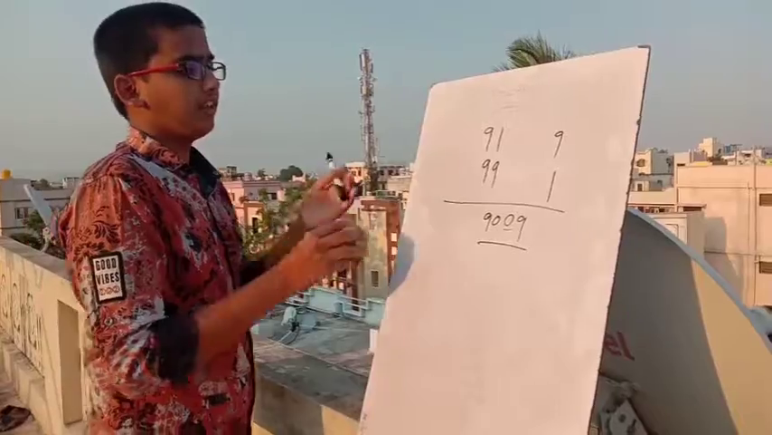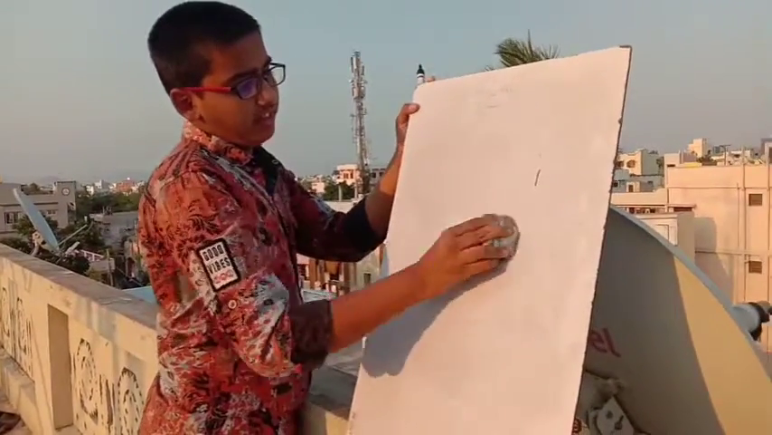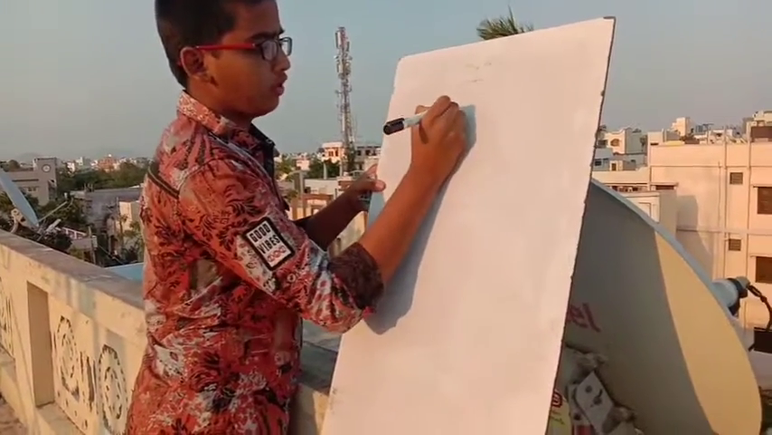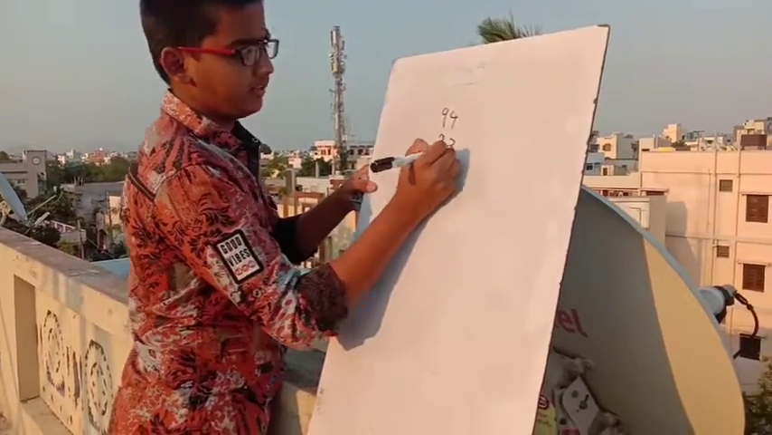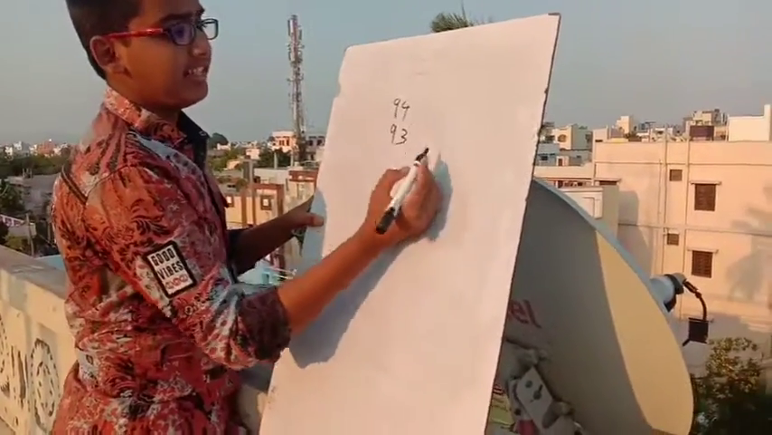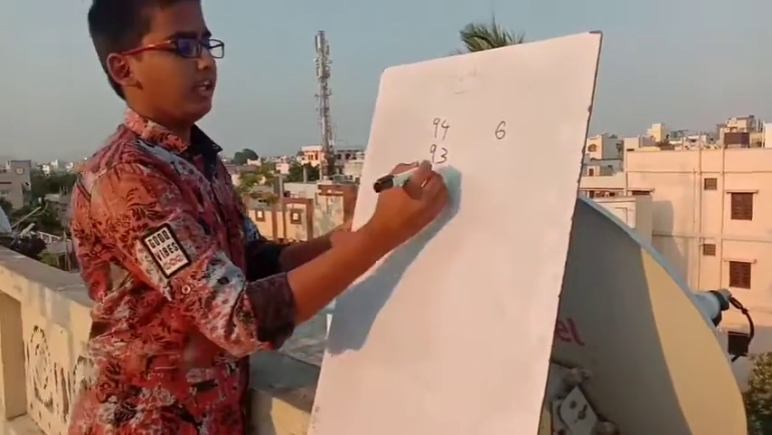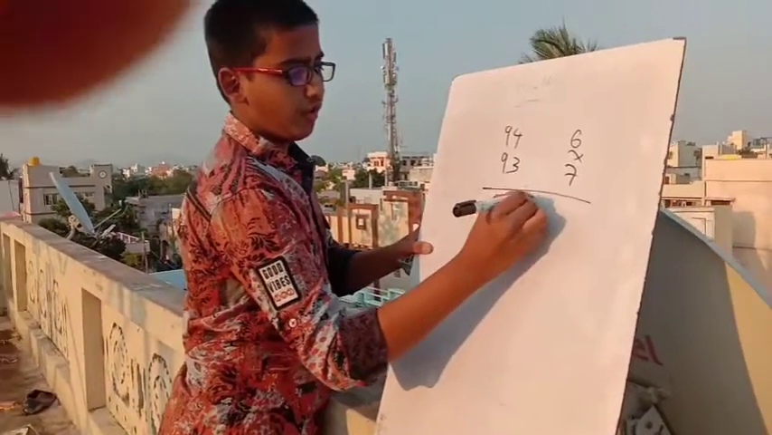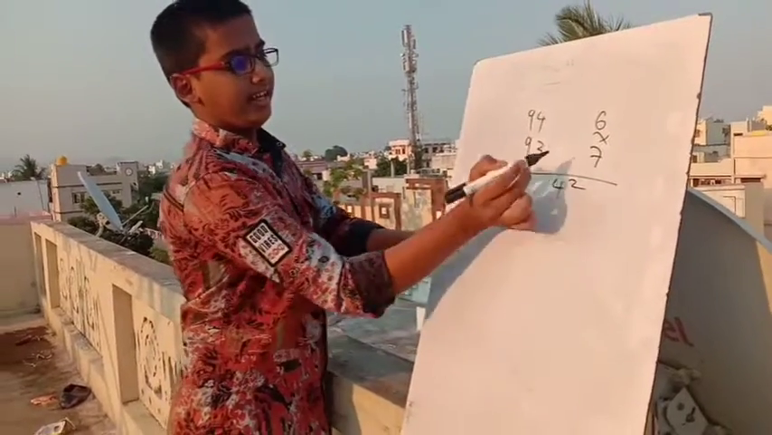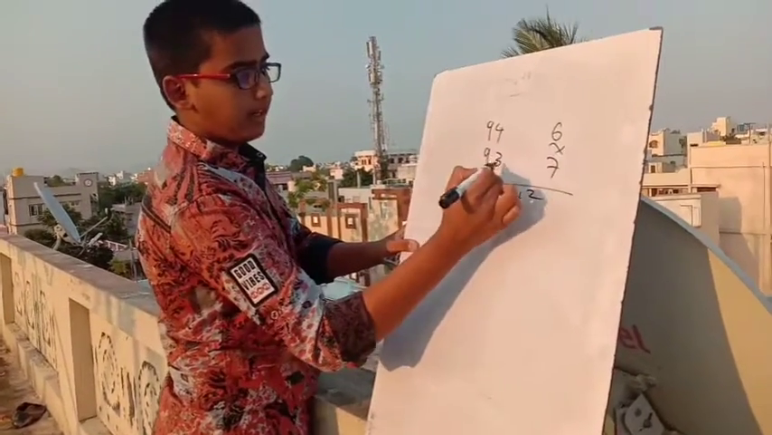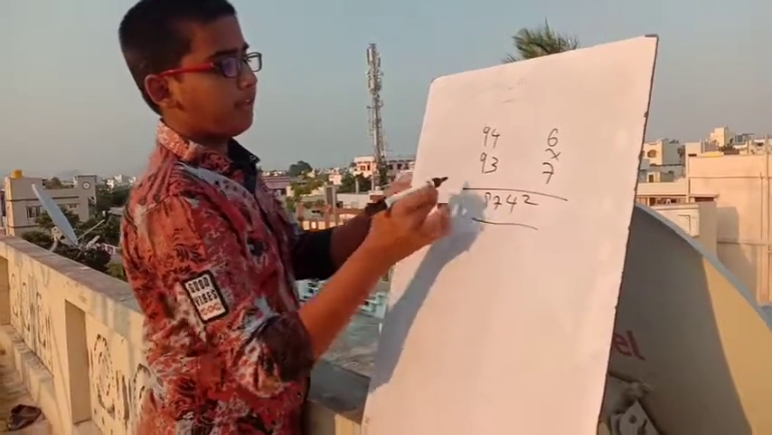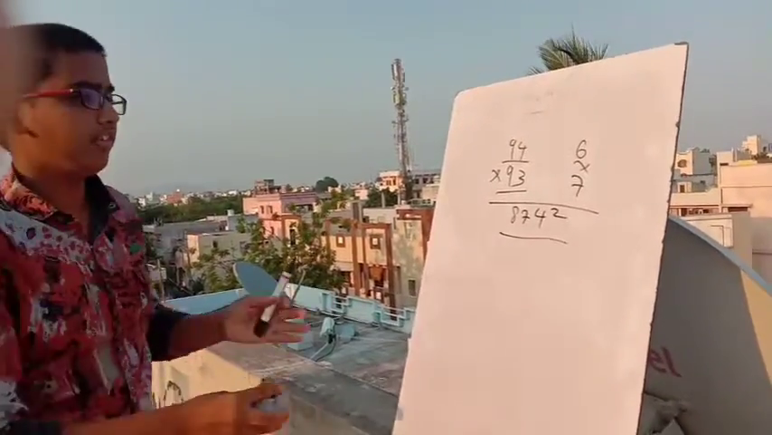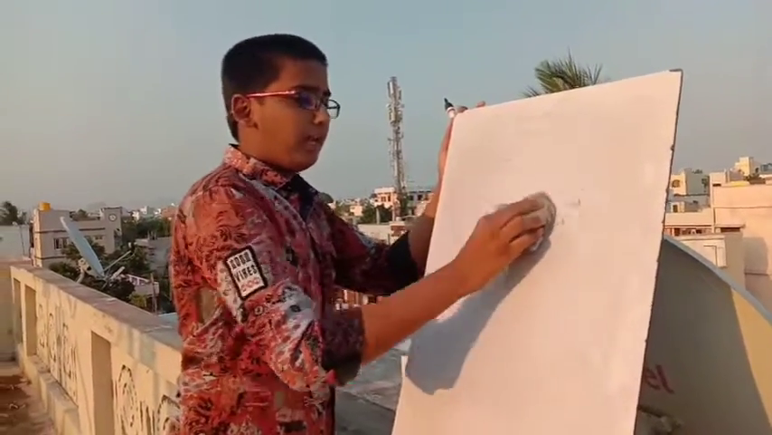This is the short trick for calculations, and again we will see when there are 2 digits. So let's check. Take 94 into 93. What is the answer for this? Again, 94 is 6 less than 100 and 93 is 7 less than 100. What is the multiplication of 6 and 7? That is 42. We write 42 here, and deduct 7 from 94 or 6 from 93. The answer is 87. So 94 into 93 is equal to 8742. That is the answer. Very quick, fast calculation for numbers less than 100.